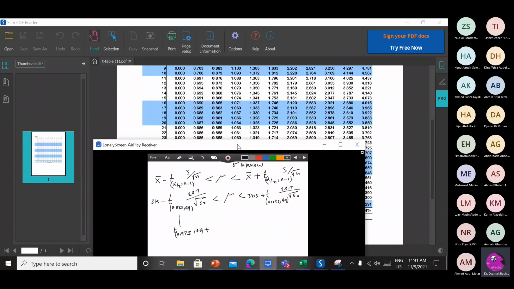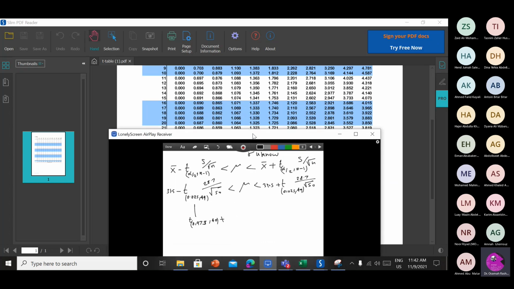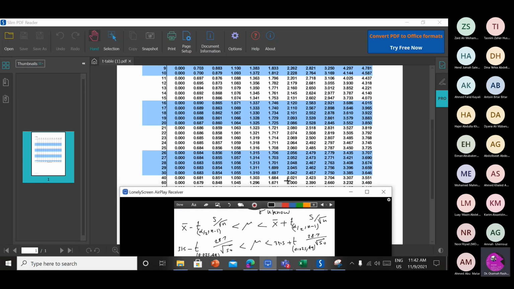I can put it down. Okay, so I will take these two and add them together. So plus T of 0.975 and 60, because I don't have exactly 49, and I divide by 2. So what is T at 40? I have 1, 2, 3, 4, 5, 2.021. 2.021 plus the other value at 60, which is exactly 2, over 2.